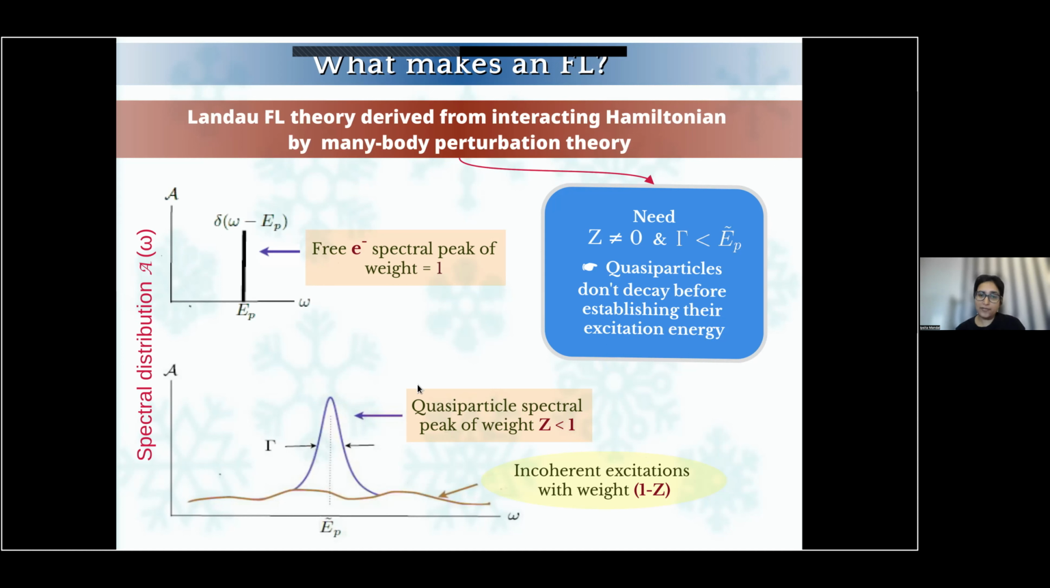Now, to have a well-defined quasi-particle description, we must have the conditions that the quasi-particle weight Z should not go to 0, and the width of the peak, which is given by gamma, must be much less than the typical energy of the quasi-particle, which just means that the quasi-particles must not decay before establishing their excitation energy. So if these conditions are fulfilled, then we have a well-defined Fermi liquid system.